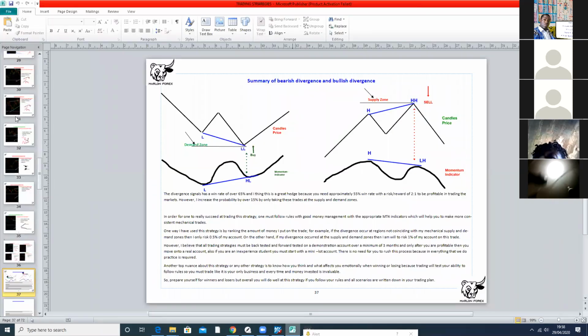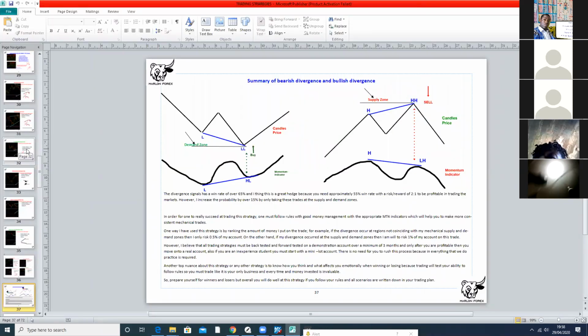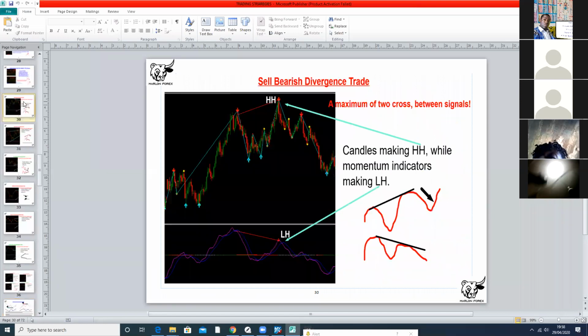I'm actually currently writing a book on these things. So this is what we call a bearish trading strategy. We look and say, if the price is making a higher high, and the momentum indicator is making a lower high, that's divergence. The candles, the price is getting higher, but the momentum indicator is going lower, then we're looking to sell.